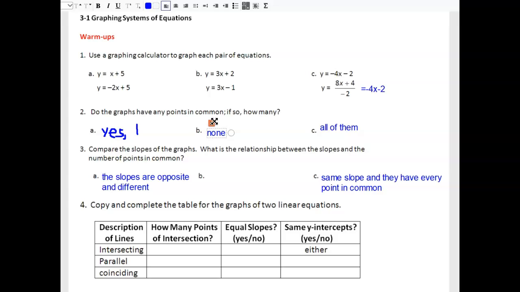So what we're going to do is talk about exactly what we just saw. Example letter A was an example of intersecting lines. Example B was an example of parallel, and example C was an example of coinciding. So in example A, how many points of intersection? They had 1. In example B, how many points of intersection? None. And in example C, how many points of intersection? Infinitely many.